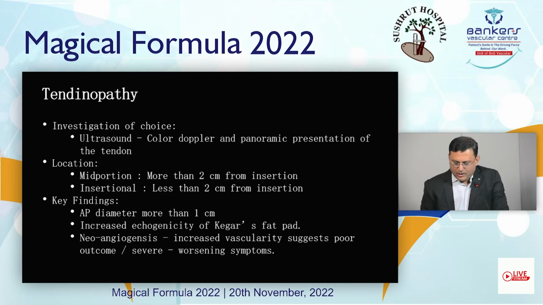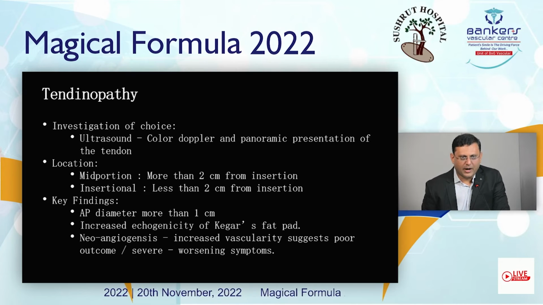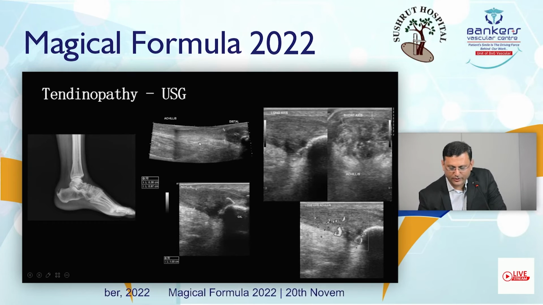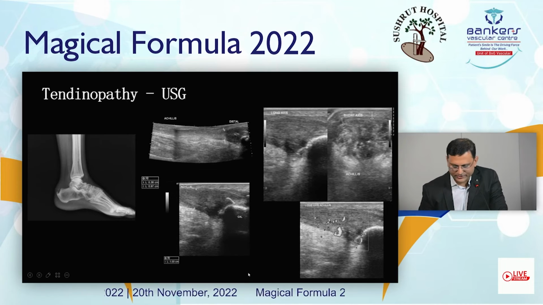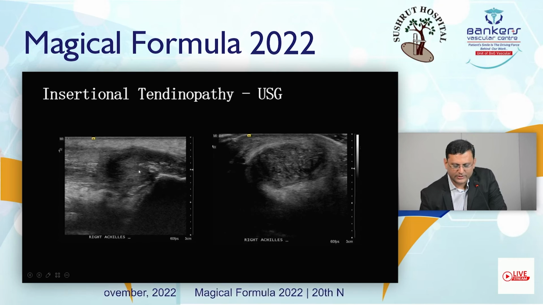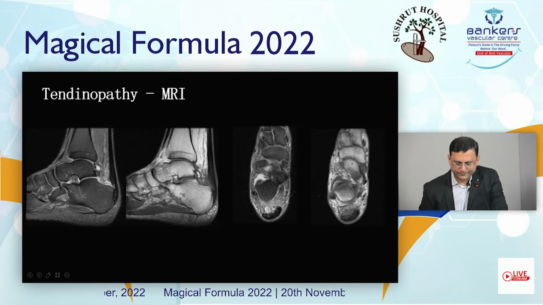the tendon. What we usually see is that the anteroposterior diameter increases to more than 1 centimeter, and you can also see abnormality in the adjacent peritendinous soft tissue, that is Kager's fat pad, with increased vascularity. As you can see here on the ultrasound, the normal architecture of the Achilles tendon is lost, it is enlarged, heterogeneous, and you can even see the insertional part of the tendon, which is thickened, with increased areas of vascularity within that. That is classical of Achilles tendinopathy, which can be either non-insertional or insertional, as in this case.